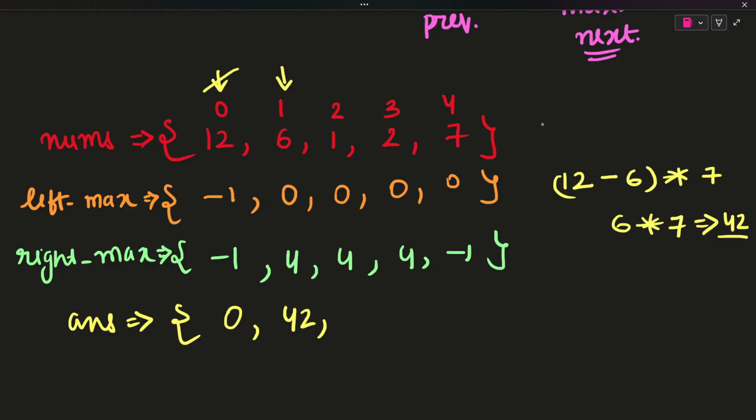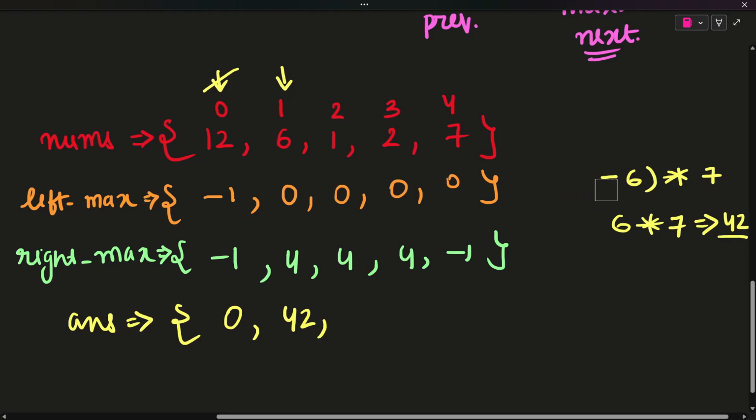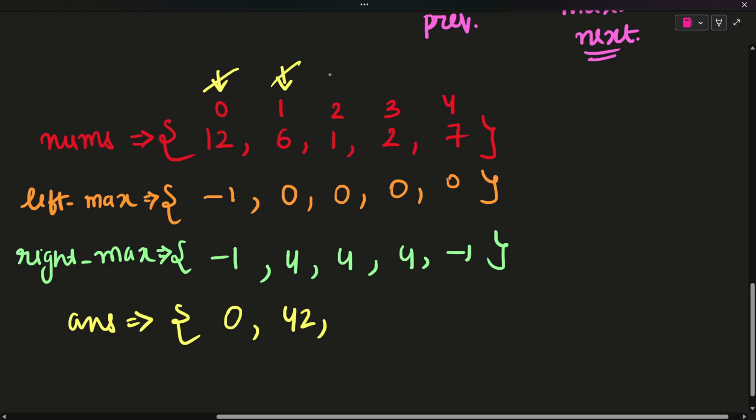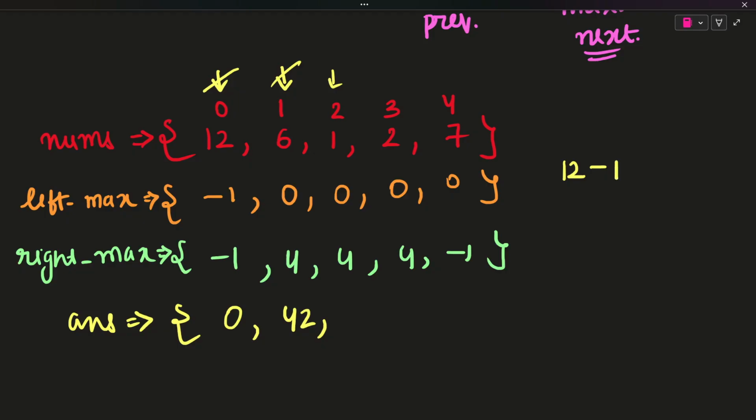So yeah, let's move forward. And then we come here. For this one, what's the maximum on the left? It's 12, right? 12 minus 1. What's the maximum on the right? It's 7. So 12 minus 1 is 11, into 7, which will give us 77, right?